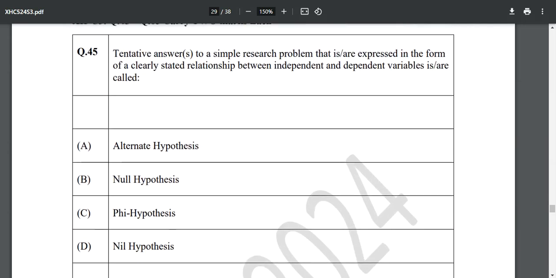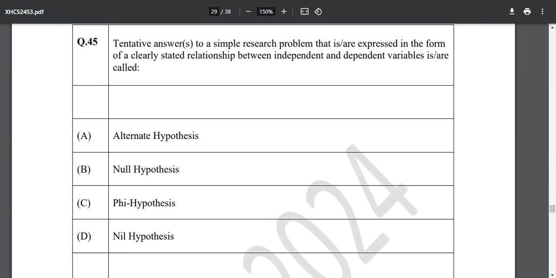All right, let's move ahead to question number 45. Yes, you can't miss this one. Tentative answers to a simple research problem that are expressed in the form of a clearly stated relationship between independent variables are called what? What do we call the tentative answers? This question is pretty simple. Alternate hypothesis, null hypothesis, phi hypothesis, or phi phenomena. Nil hypothesis.